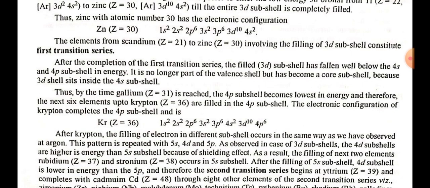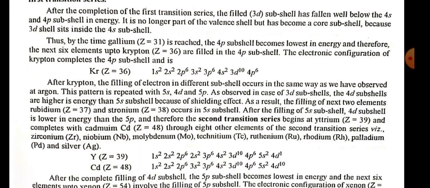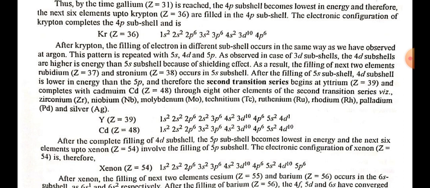After the completion of the first transition series, the filled 3d subshell has fallen well below the 4p subshell in energy. It is no longer part of the valence shell but has become a core subshell because the 3d shell sits inside the 4s subshell. Thus, by the time gallium is reached, the 4p subshell becomes lowest in energy, and therefore the next 6 elements up to krypton are filled in the 4p subshell. The electronic configuration of krypton completes the 4p subshell and is 1s2 2s2 2p6 3s2 3p6 4s2 3d10 4p6. After krypton, the filling of electrons in different subshells occurs in the same way as we have observed at argon.